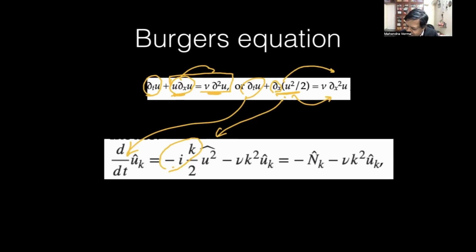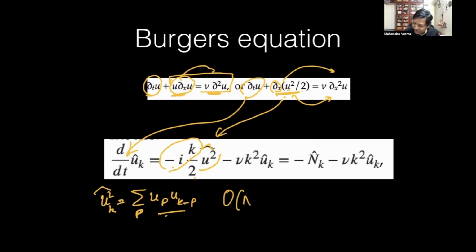Now the Fourier transform of u squared by 2 is the Fourier transform of u squared, divided by 2. So I'm not writing this as a convolution. Mathematically, the Fourier transform of u squared at wave number k is the sum over all p's of u hat p times u hat k minus p. Okay, this is an expensive operation. Why? Because for every k I have to do n multiplications and a sum as well, and there are n k's, so this is order n squared. So this operation is expensive if I do it using convolution.